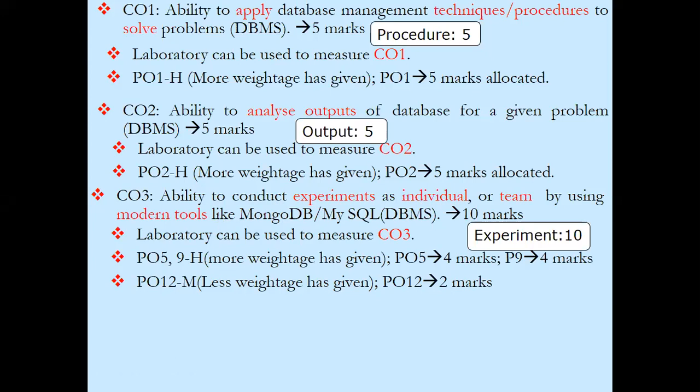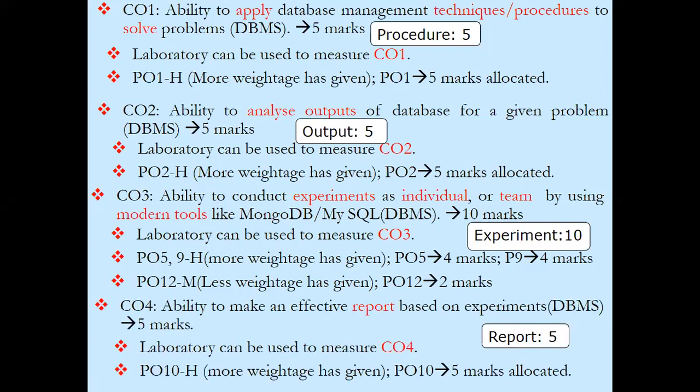PO9, you are allocating 4 marks. PO12, you are allocating 2 marks. Now I am sure that from the laboratory report point of view, you will allocate marks. I'm writing another CO based on the report. Report is nothing but written communication skills. Based on the lab report submission, you will give the marks. That's why here PO10 is allocated 5 marks.